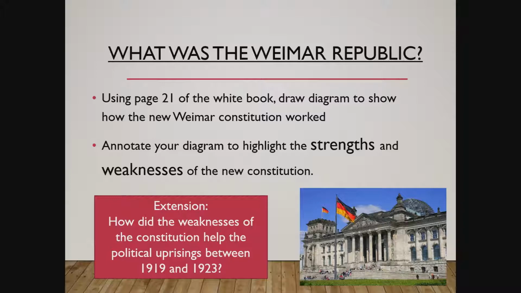And finally, you can draw a diagram to show how the new Weimar Constitution worked, because we're going to be talking about the Weimar Republic in much more detail in the lessons coming up, because at the moment we are only doing 1919 to 1923, and the Weimar Republic lasted all the way up until 1933. So we're going to be spending a lot of time on that. So if you know what the Constitution was and how it worked, then that will help you with future lessons.